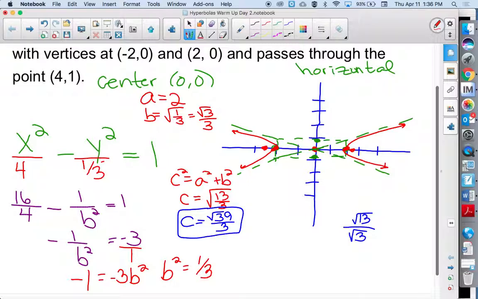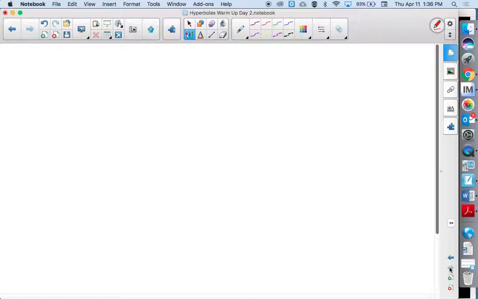So what questions do you have about any of the conics? So just a little reminder about the parabola. If you have y squared, which direction does the parabola go? Jesse? Horizontal.